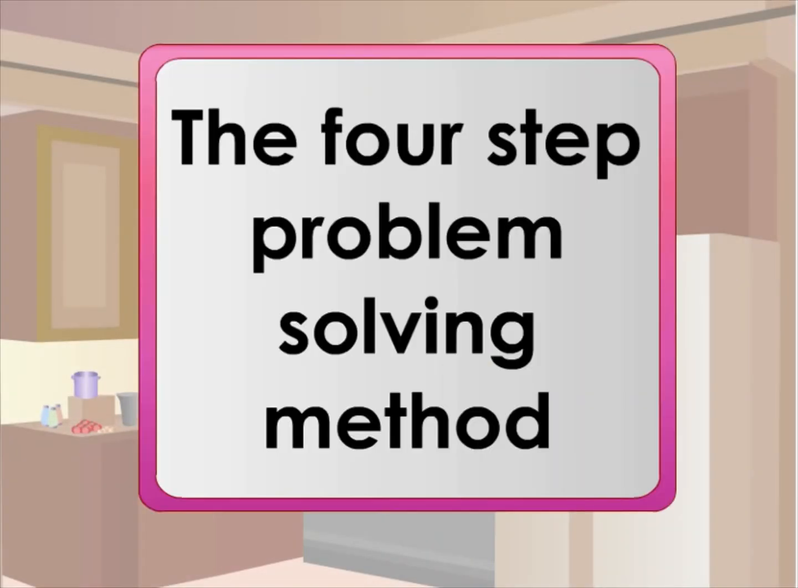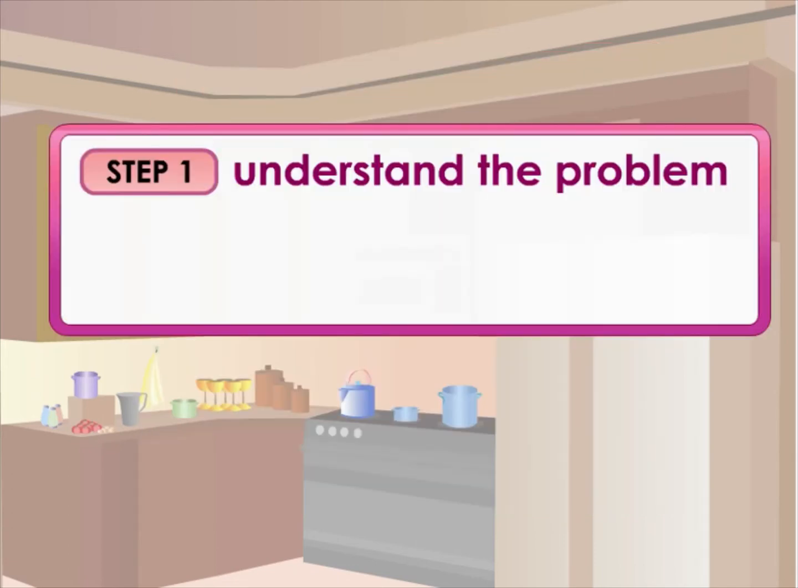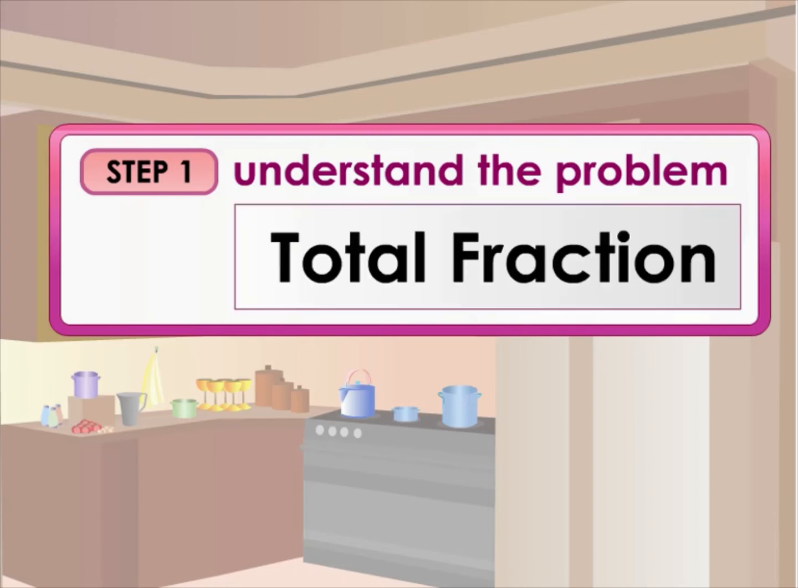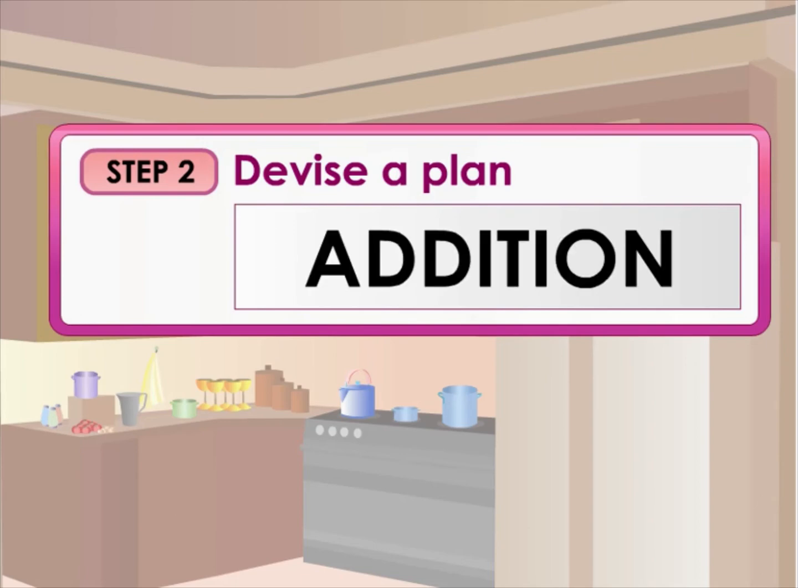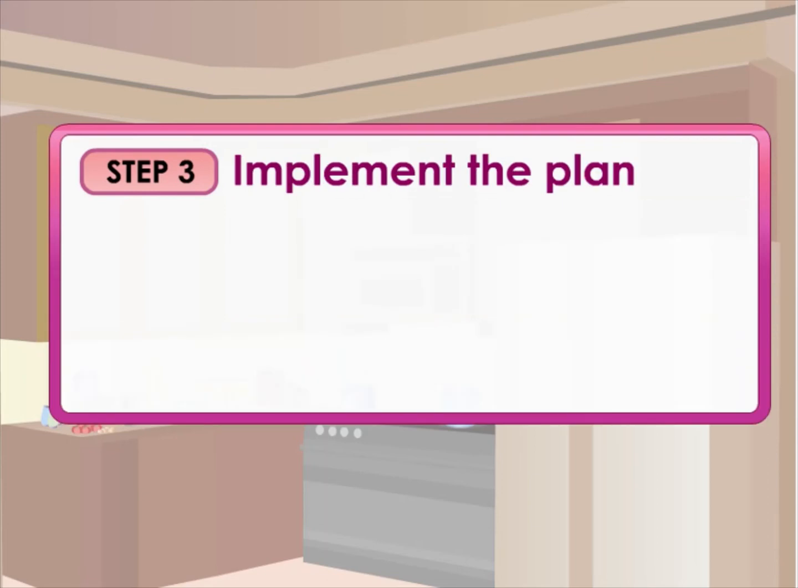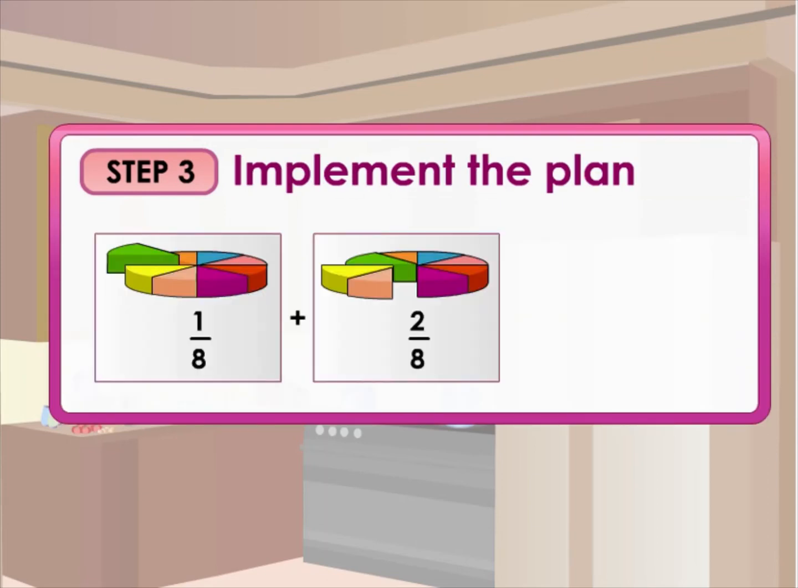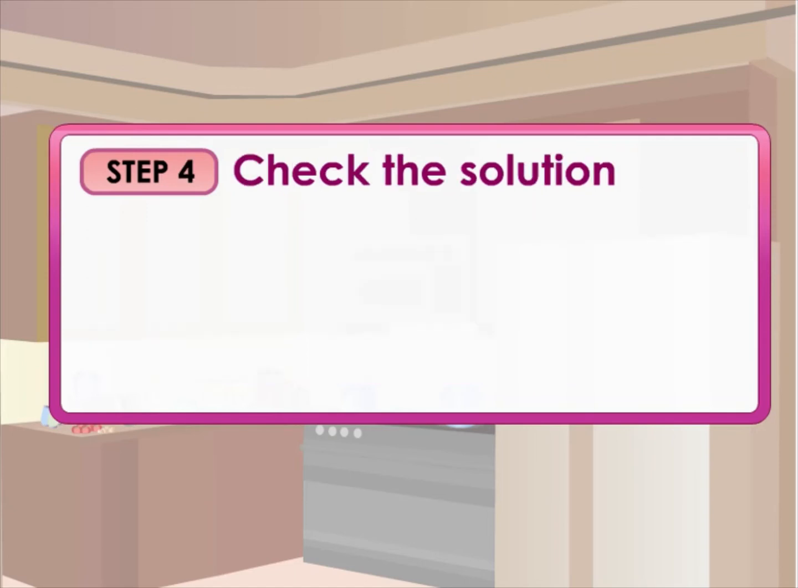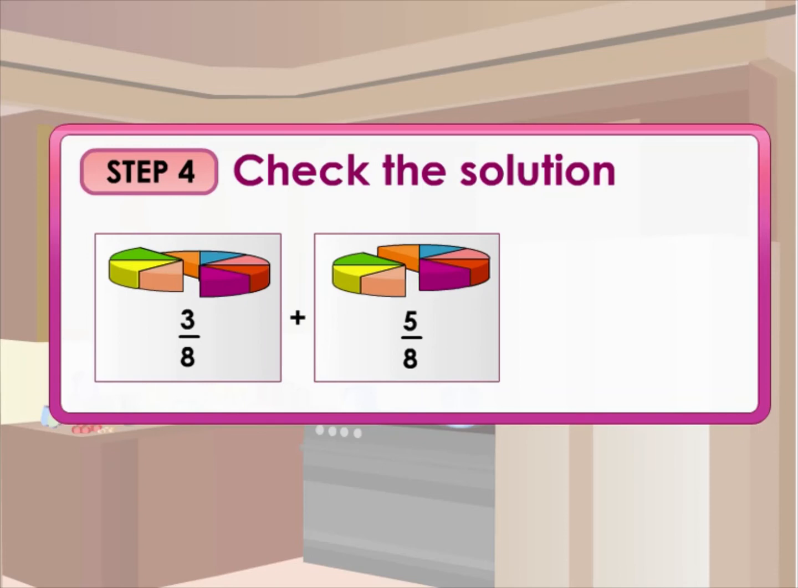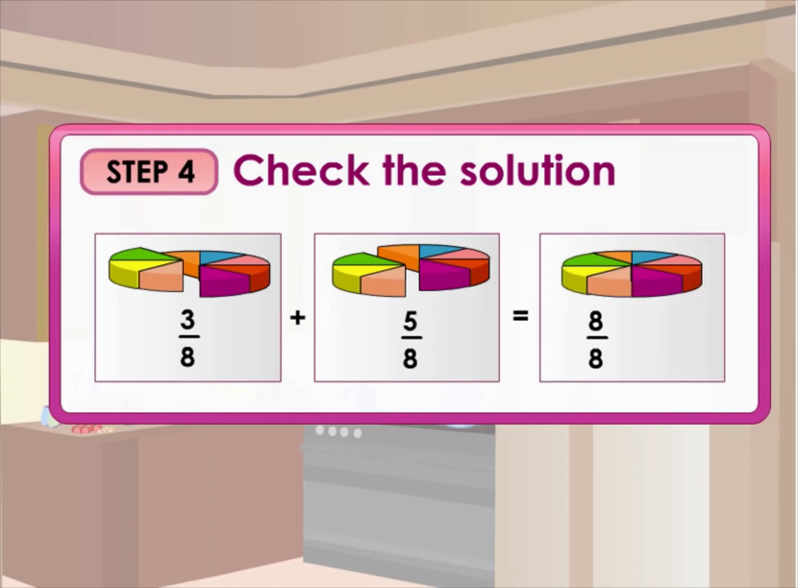Remember the 4-step problem-solving method. Good. Step 1. Understand the problem. It asks for the total fractions. Step 2. Devise a plan. What operation to use? Yes, addition. Step 3. Implement the plan. 1/8 plus 2/8 equals 3/8. Step 4. Check the solution. 3/8 plus 5/8 equals 8/8. That is 1 whole.